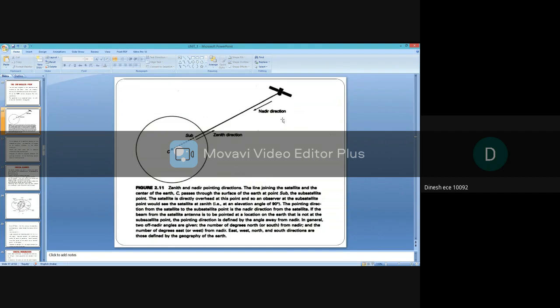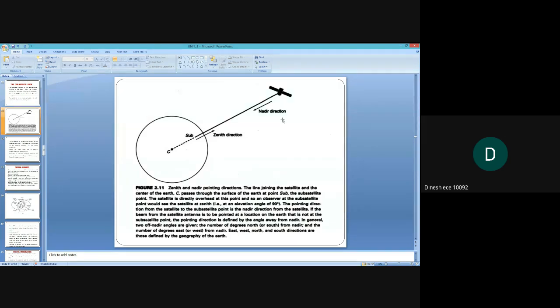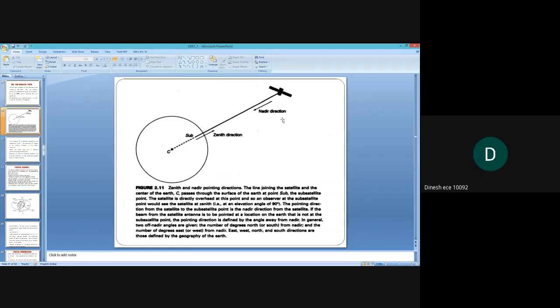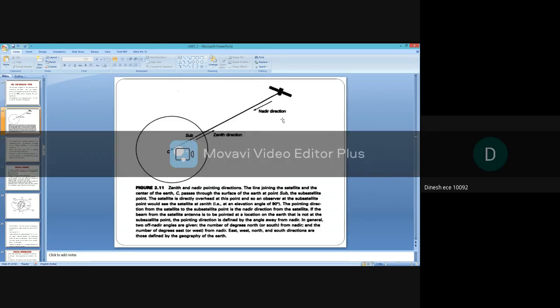If the beam from the satellite antenna is projected at a location on the Earth which is not at the subsatellite point, the pointing direction is defined by the angle away from nadir. In general, two nadir angles are given: the number of degrees north or south from nadir, and the number of degrees east or west from nadir. East, west, north, and south are directions defined by the geography of the Earth, and with respect to that, the zenith and nadir directions are defined.